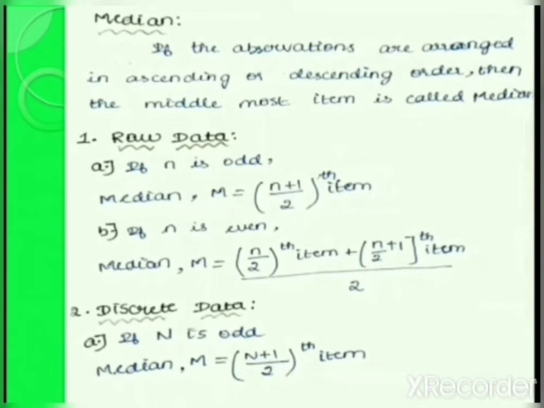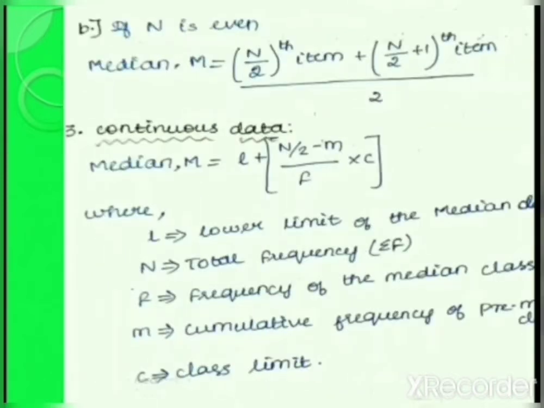In discrete data, here also we have two cases. If capital N, which is summation f, the total frequency, is odd, then our median, capital M, is equal to the N plus 1 by 2th item. If N is even, then capital M is equal to the N by 2th item plus the N by 2 plus 1th item divided by 2.